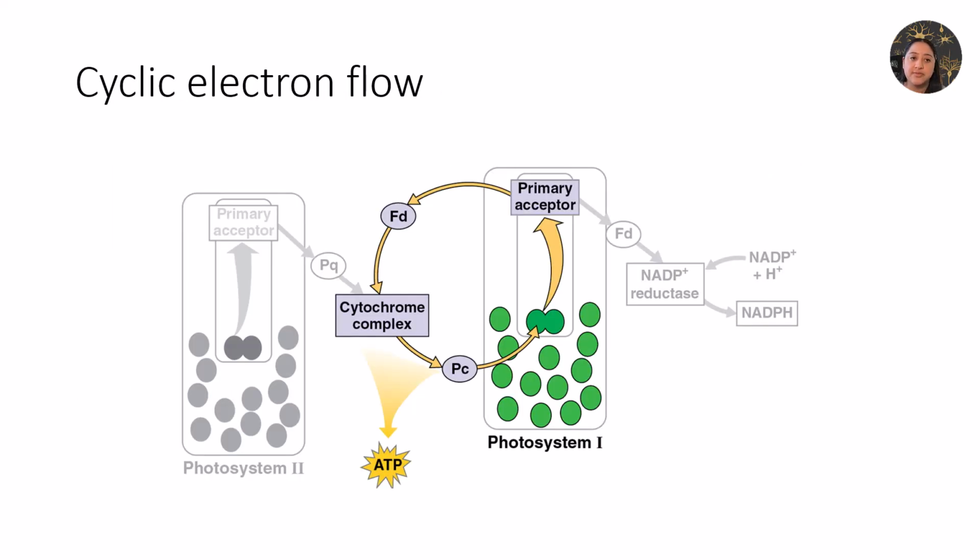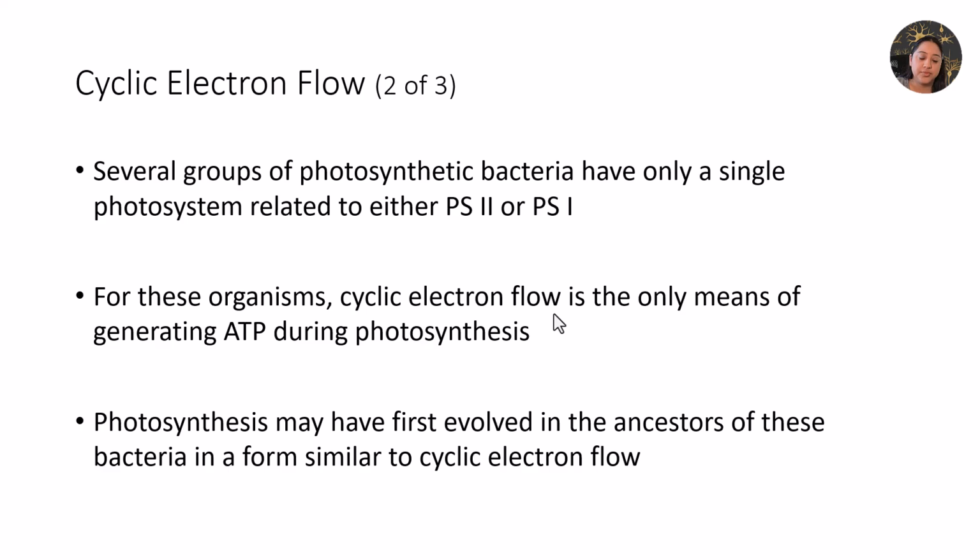So this is a figure of the cyclic electron flow. So the electron goes from here to the cytochrome complex to here and then back here. And so several groups of photosynthetic bacteria have only a single photosystem related to either PS2 or PS1. For these organisms, cyclic electron flow is the only way to make ATP during photosynthesis.